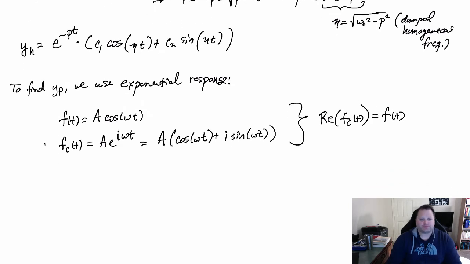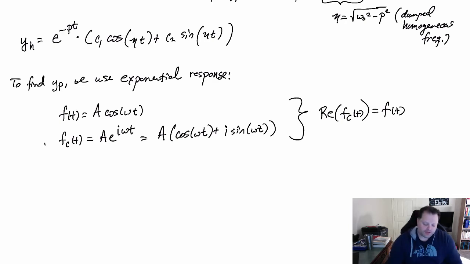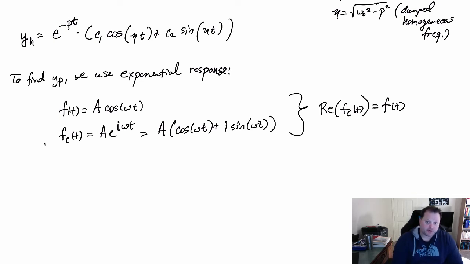So we know, just combining the two, the real part of this complex forcing term is the function f of t. All right, so what we do is we have a complex differential equation that we're going to look at instead. So z double prime plus 2p z prime plus omega naught squared z equals, and we're going to replace the cosine term with the complex exponential term.